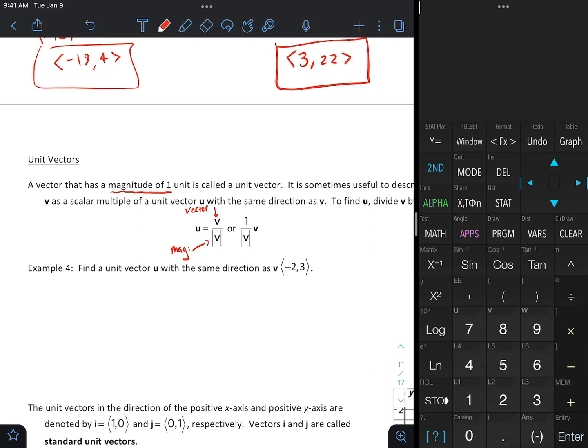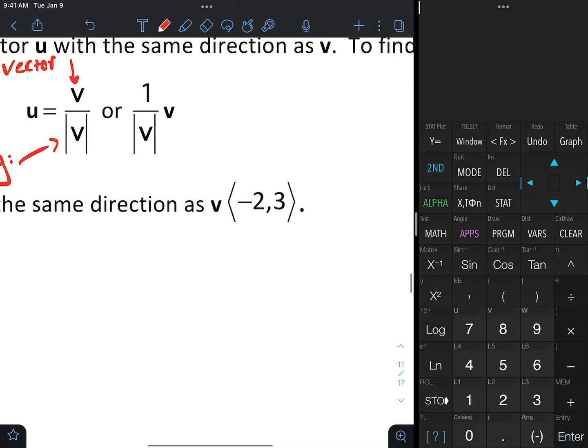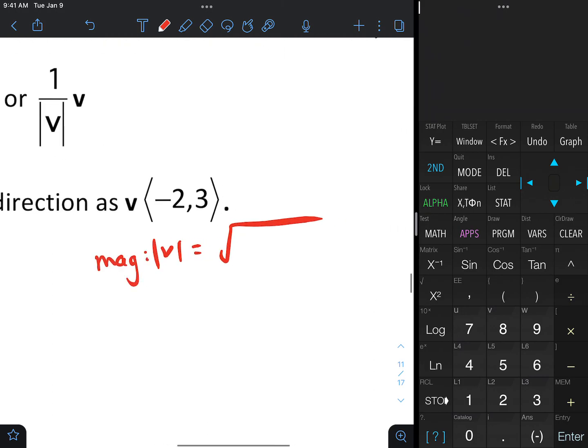Find a unit vector with the same direction as this vector right here. So essentially what does that mean? That means first of all I need to find the magnitude, which looks like this. That's where you do the square roots, basically your distance formula. Negative 2 squared and then 3 squared.